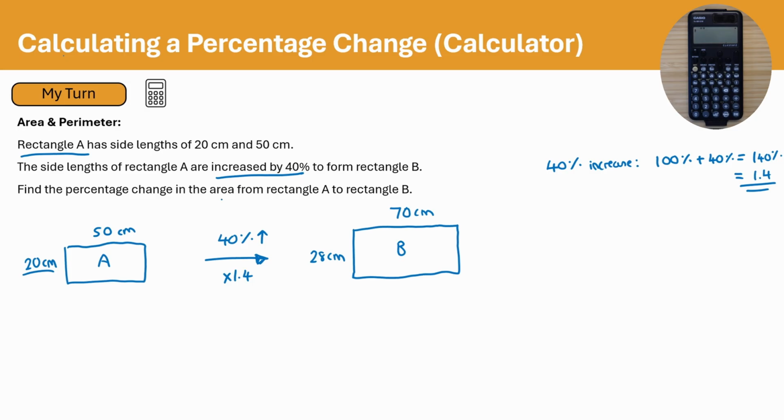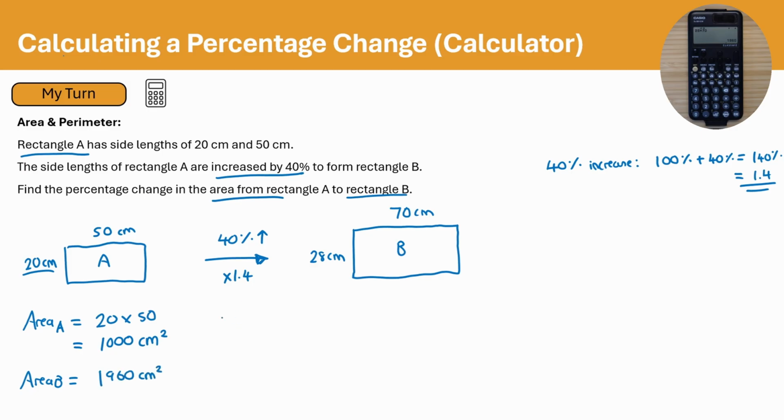Find the percentage change in the area from rectangle A to the area of rectangle B. Let's work out the area of A. The area of A is a rectangle, so multiply your width and your length together. So 20 multiplied by 50 gives us 1,000 centimeters squared. And then we'll look at the area of rectangle B. That gives you 1,960 centimeters squared.